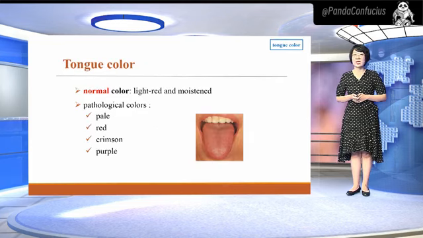Normal tongue color is light red and moistened. It means visual organs function well and qi, blood, and body fluids are abundant. There are 4 kinds of pathological colors: pale, red, crimson, and purple. We'll learn their characteristics and clinical significance.